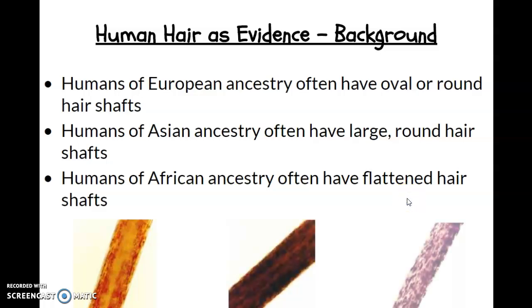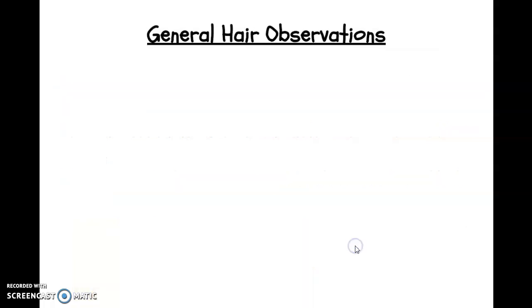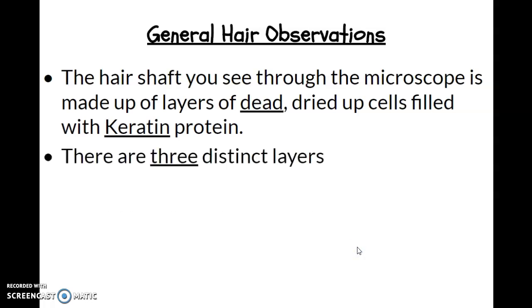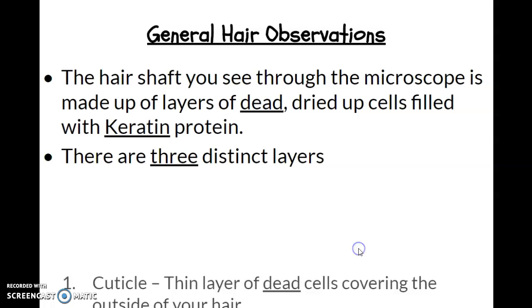So these are 3 different types of hair underneath a microscope. You can see different characteristics, and we'll show you what you're supposed to be looking for within these to tell the difference between the hair. The hair shaft you see through the microscope is made up of dead, dried up layers filled with keratin protein. And there are 3 different distinct layers.